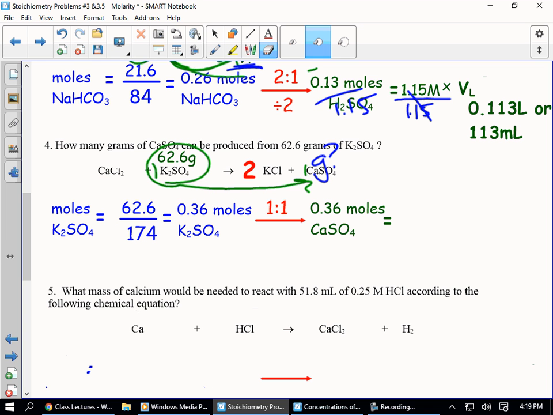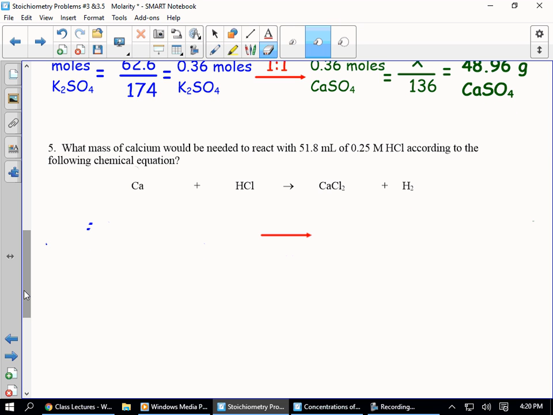of CaSO4. Now the question wants to know grams, and I know moles equal mass over formula weight, so I'm going to do X over the formula weight of Ca, S, and 4 O's. When you look at that, that is 136. Again, moles, mass, and formula weight all have to be about CaSO4 if you're answering the question about CaSO4. So when I multiply both sides by 136, I get 48.96 grams of CaSO4.